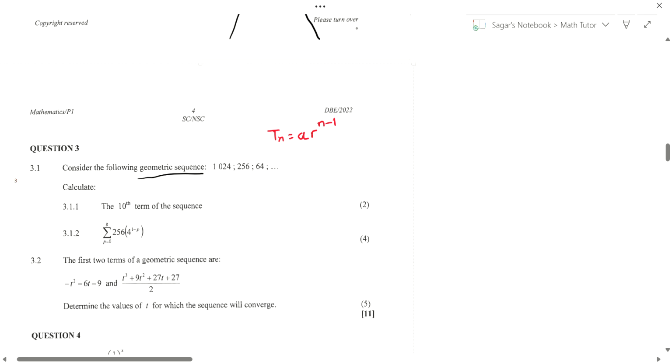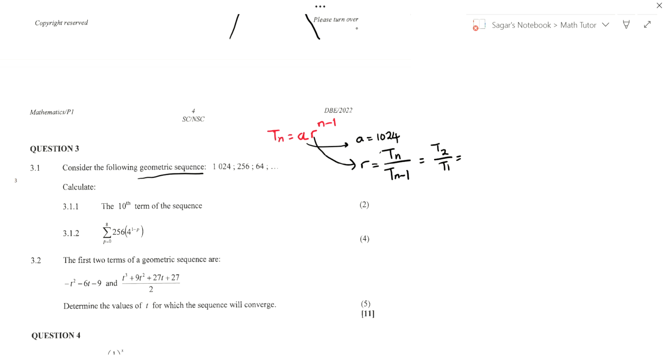Now we know the first term is equal to 1024. The value of R is equal to Tn all over Tn minus 1. So it can be your second term all over your first term, or your third term all over the second term. It does not matter. So let's find out the value of R, and that should equal a quarter.